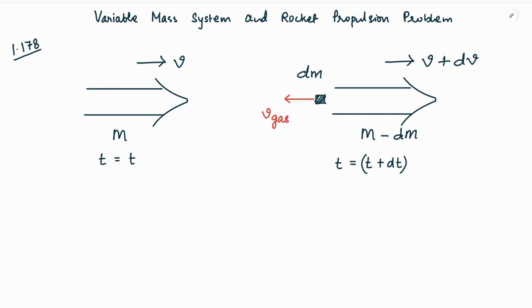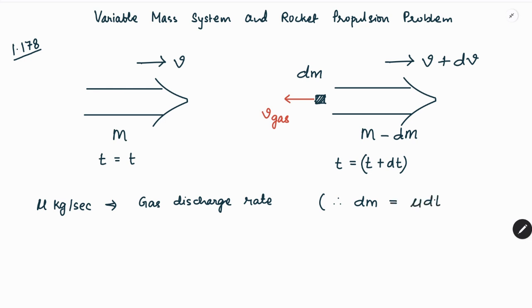So over here, the first thing that we can write is that at a time t, the mass of rocket is m, which is moving with a velocity v, and since the gas discharge rate is equal to mu kg per second, therefore we can say that mass dm is equal to mu dt. So in a small time interval, the mass which is ejected is equal to mu dt.